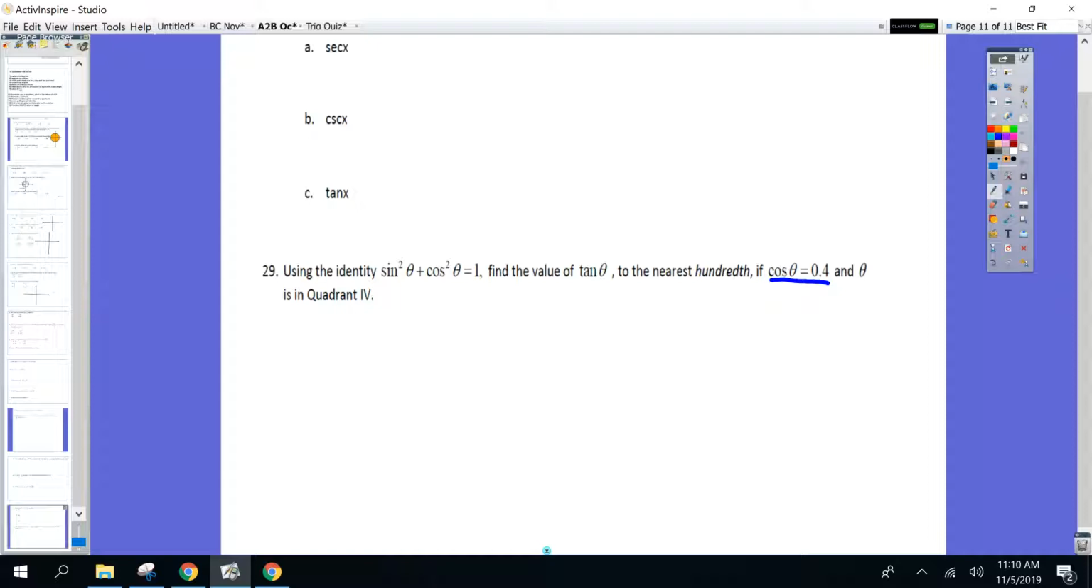It should at least be negative. ASTC, the C in the 4th quadrant means cosine is positive, so at least I know my answer at the end should be negative. Using this, which of the 2 values am I given here? Cosine. So where it says cosine, I can plug in 0.4 and solve for sine. Now, how am I going to get to tangent? I'll talk to you at the end of this problem. But let's plug in 0.4 right now and solve for sine.